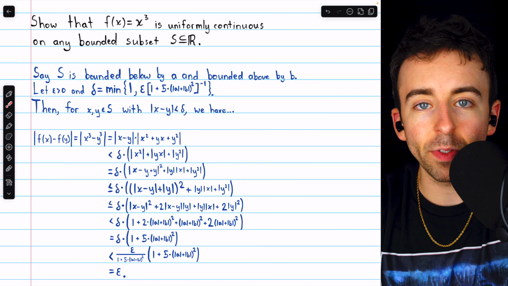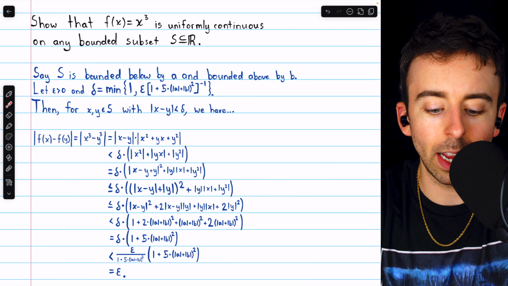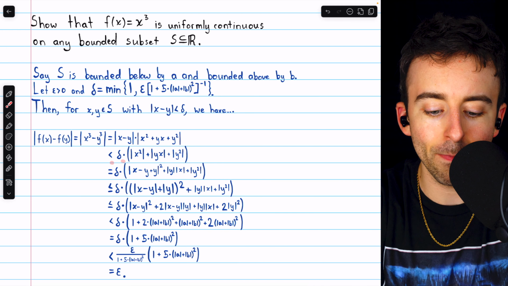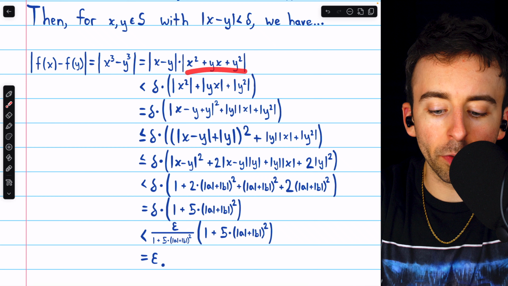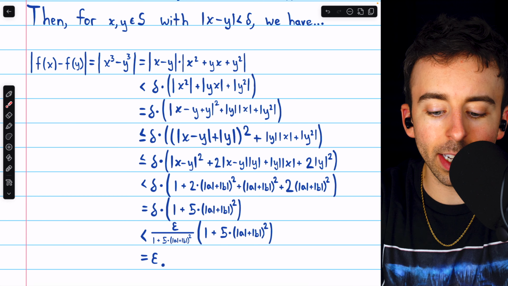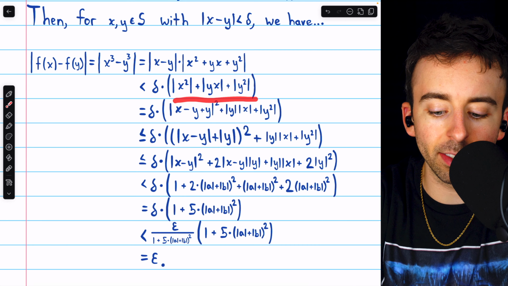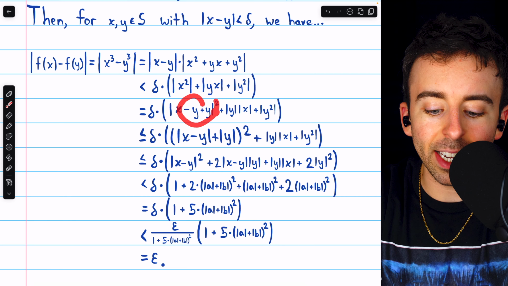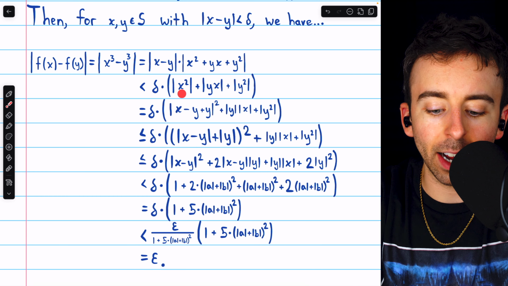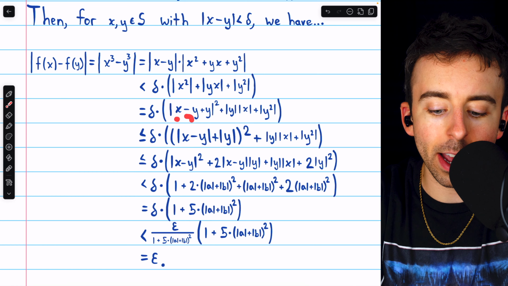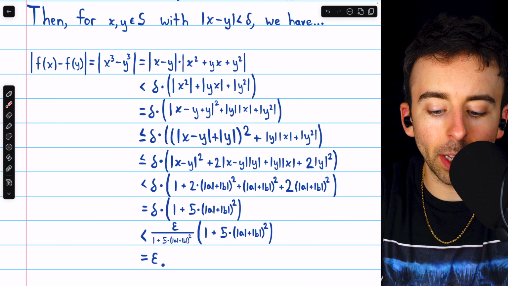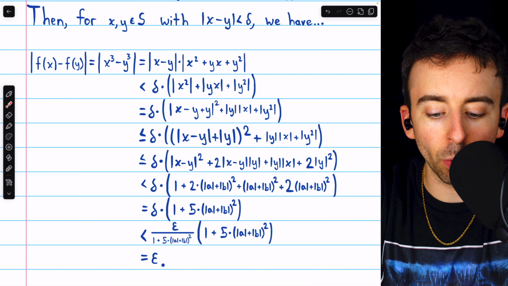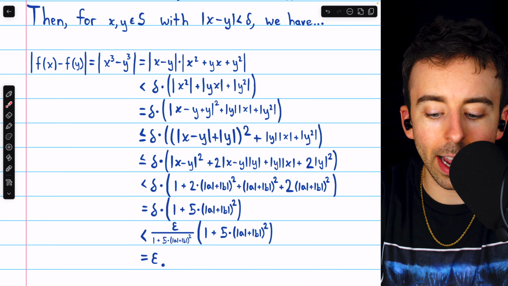And so we begin by factoring this difference of cubes. Thus, we take out an absolute value of x minus y, which we promptly replace with the bigger number, delta. Now, when we go from here to here, we also apply the triangle inequality, rewriting the absolute value of a sum as the sum of absolute values, which could only make the expression bigger. Then we do the clever adding 0 trick here. We rewrite x squared as x minus y plus y, squared. We then apply the triangle inequality to that to write it as the absolute value of x minus y plus the absolute value of y squared.